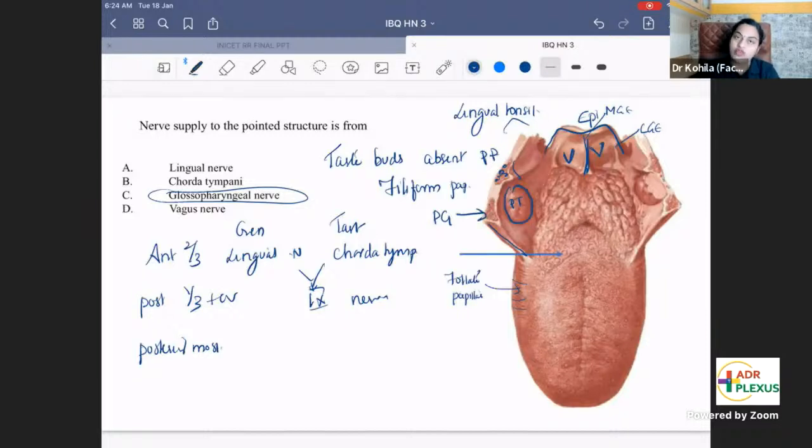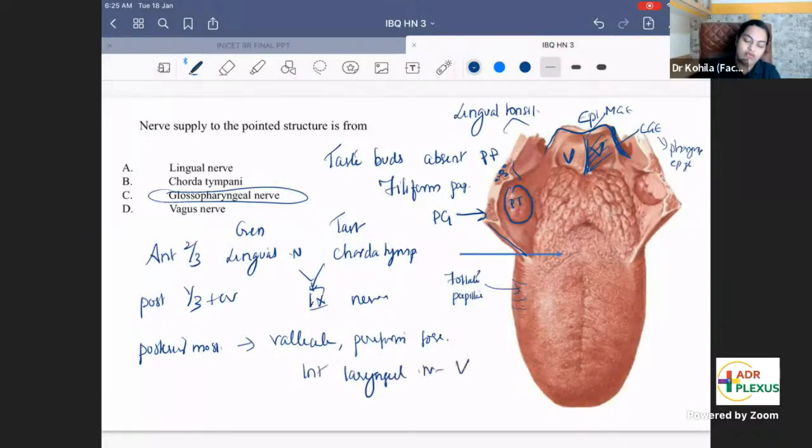Okay. So when I say posterior most part of the tongue, it includes the vallecula. The lateral glossoepiglottic fold forms the superior boundary for your pyriform fossa. It is also called the pharyngoepiglottic fold. So the posterior most part of the tongue includes the region of the vallecula, the pyriform fossa, and even the taste buds on the posterior surface of the epiglottis, the soft palate. All of them are supplied by the internal laryngeal nerve. That's a branch of the vagus.